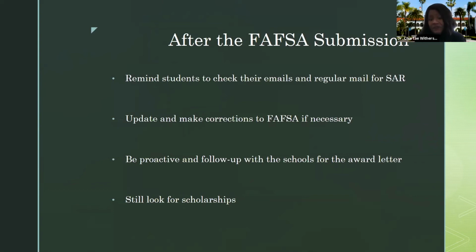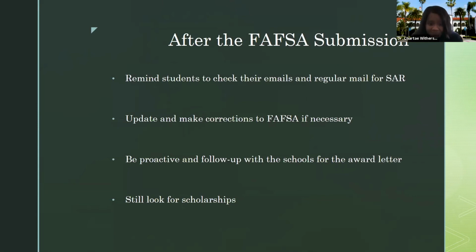Sometimes you're selected for verification, and what that means is that the school sees something that may be conflicting information and they just need for you to clarify it. That's all that means. It's randomly selected. Students are randomly selected, and you could be selected every year, but your job is just to clarify what's going on with that. You want to make sure that you're proactive. Be proactive, follow up with the schools for the award letter. If you don't hear anything, you call them or you send them an email.